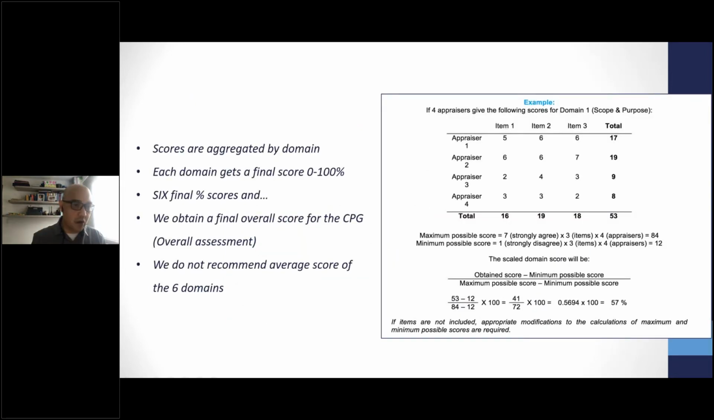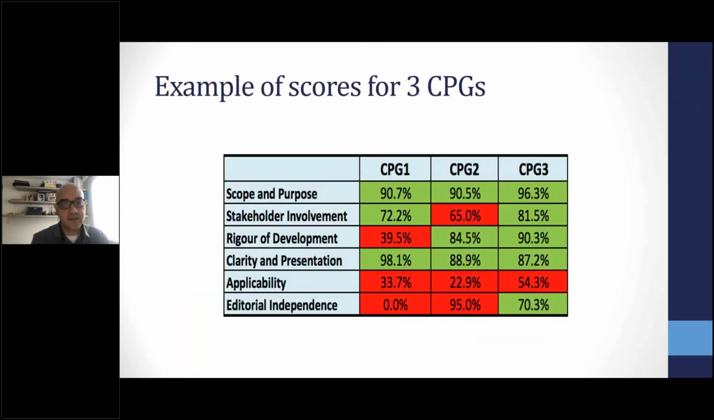And this is how the domains are scored. There is a formula to make all the calculations and to get the final scoring proportion, and that is very explicitly detailed in the manual. And we obtain a final percentage for each one of the domains. Next, please. From 0 to 100%, as I told you.